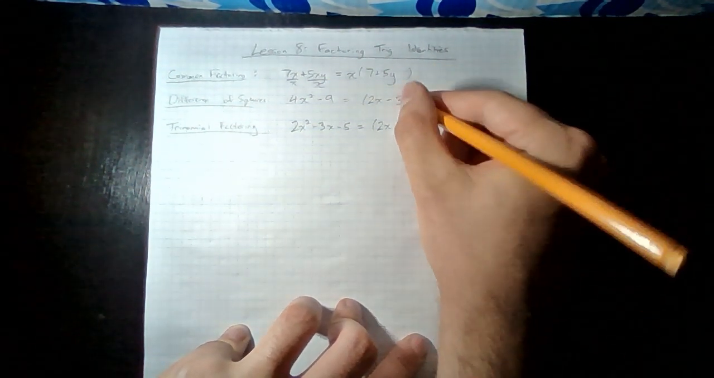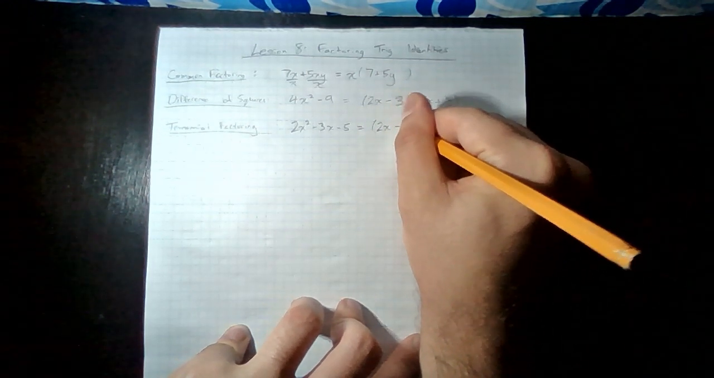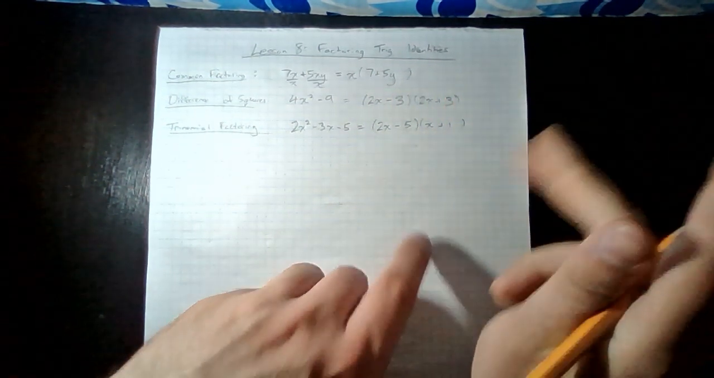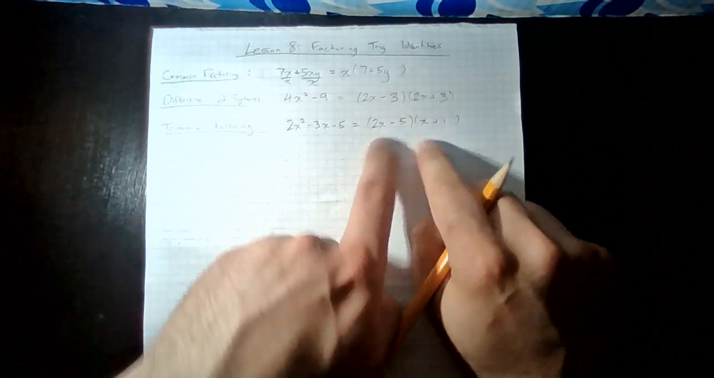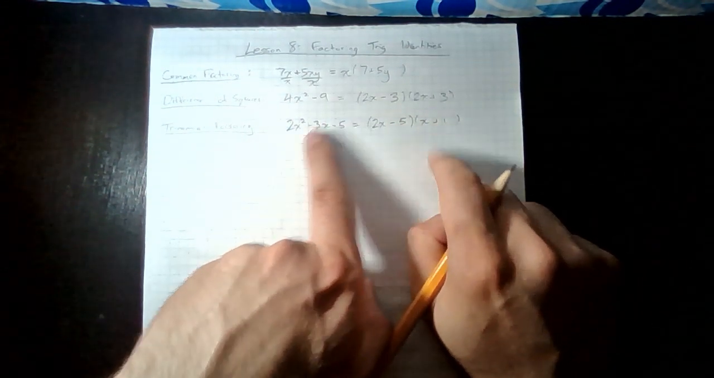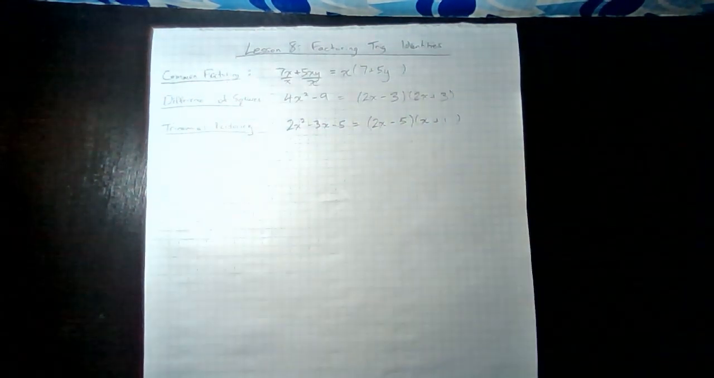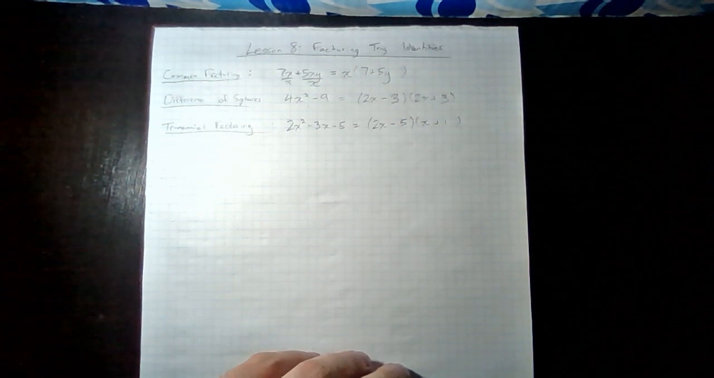as our middle term. So if I put a negative 5 here and a positive 1 here, we get a negative 5x. We get a positive 2x. Together that gives us a negative 3x. So that is our trinomial factoring.